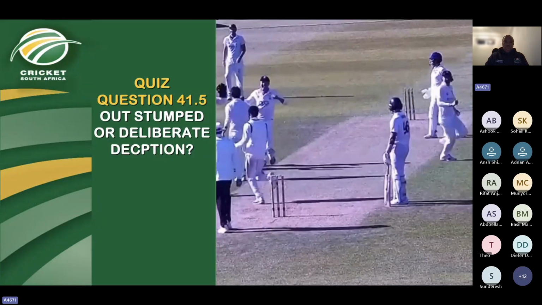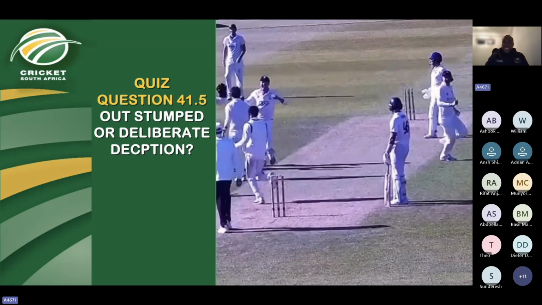Abdullah took us through law 41.5 earlier. It is the deliberate distraction, deception, or obstruction of either batter after the ball has been bowled. It is considered unfair, and the law tells us that neither batter will be out if we decide that either batter has been deceived, distracted, or obstructed by a member of the fielding side. And so we need to decide, was that deliberate deception or was that just very clever from the wicketkeeper and maybe not so clever from the striker?